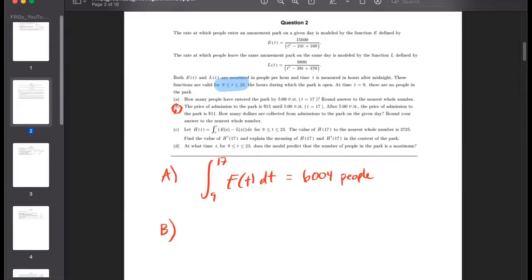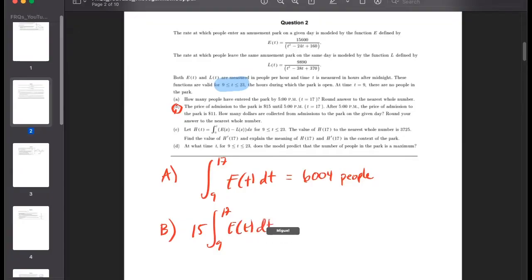But they talk about the price of admission. So it's $15 up until 5 p.m. and then $11 after 5 p.m., obviously, to close. So they want to know the total amount that this amusement park is going to make. So what we're going to do is take the $15 and multiply that by the amount of people that entered the park.